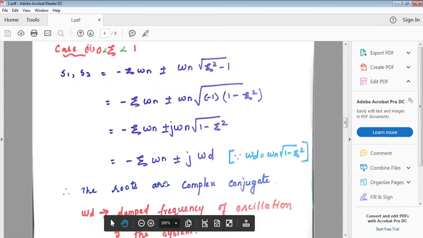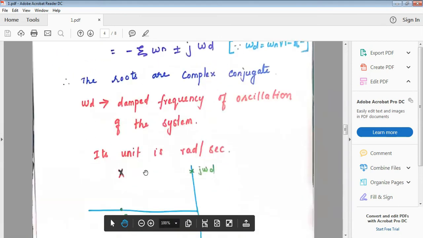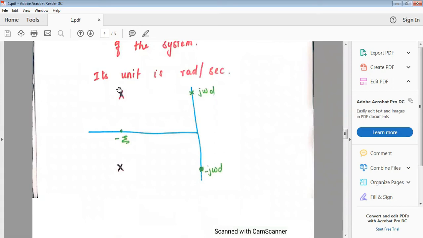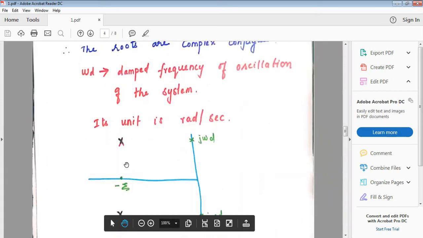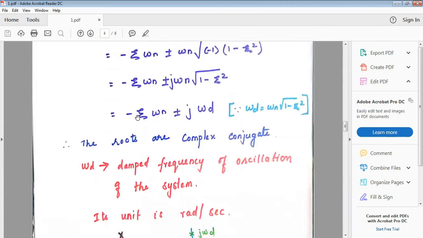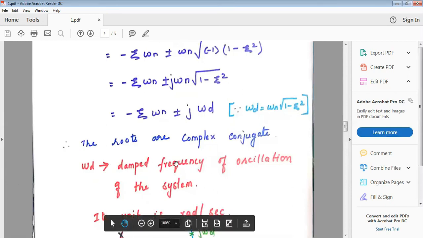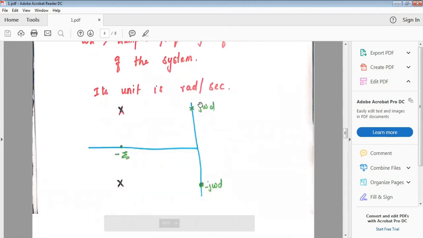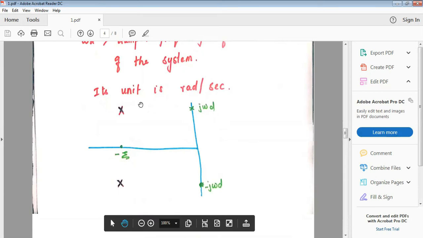So here also both the roots are complex conjugate, right? In the S-plane it will lie like this. Here the value of zeta is represented, here we have j omega d and here we have minus j omega d. So in the underdamped condition both the roots are complex conjugate: one root is minus zeta omega n plus j omega d, and another root is minus zeta omega n minus j omega d. The unit of the damped frequency of oscillation omega d is radian per second, right? So in the S-plane, the underdamped condition will lie like this.